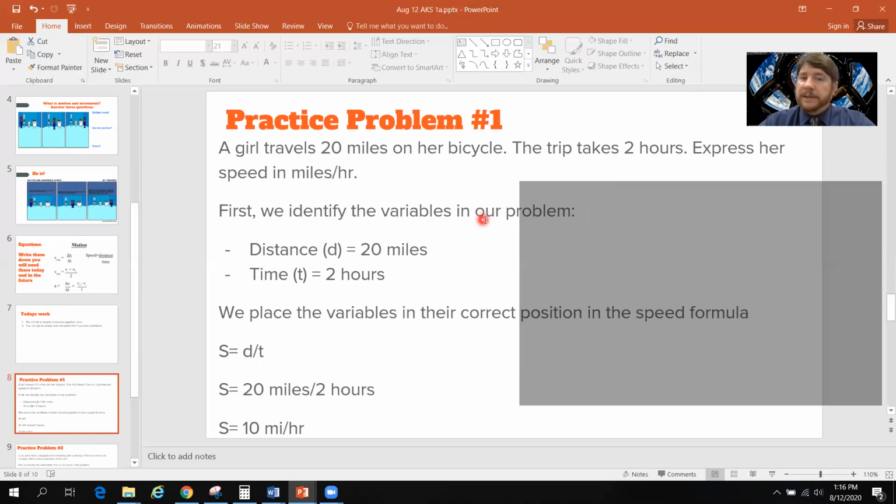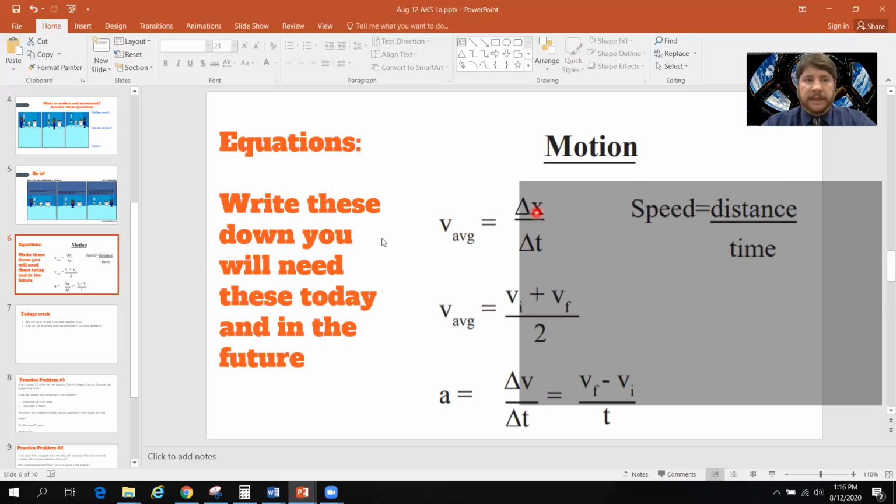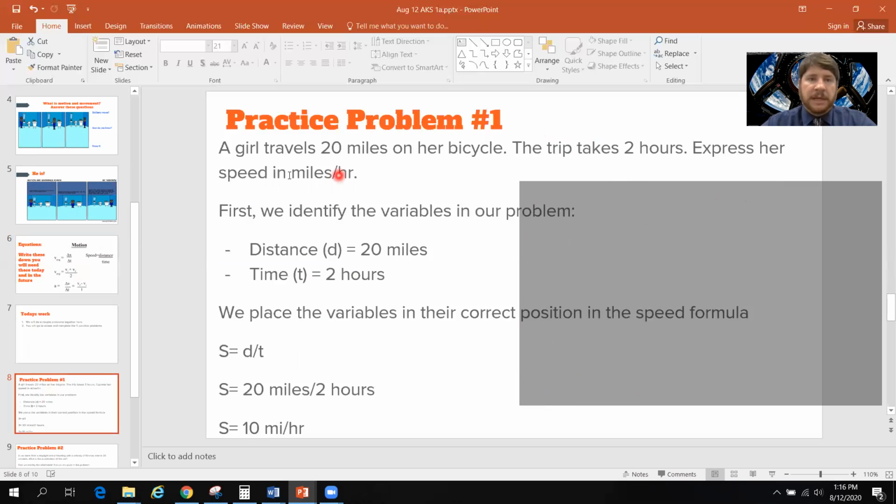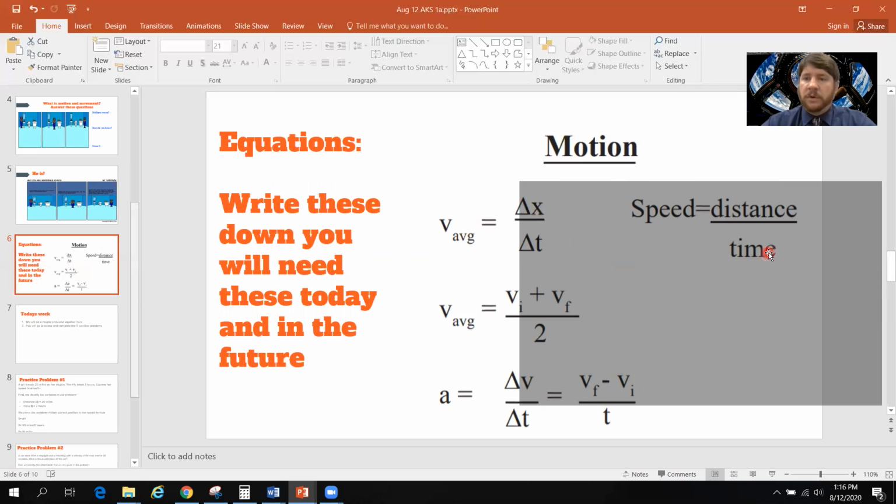It says, first we identify the variables of our problem. Distance, or D, equals 20 miles. Time, or T, equals 2 hours. Now, if we go back to our formula sheet, this question said express her speed, so we need the speed formula, distance over time.